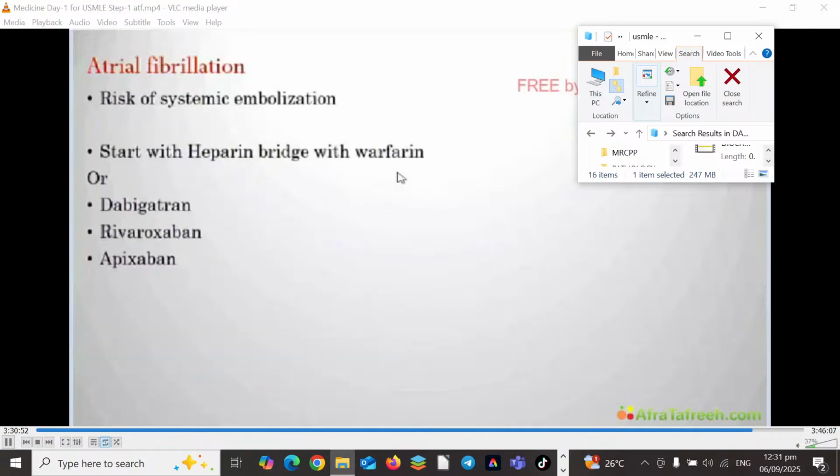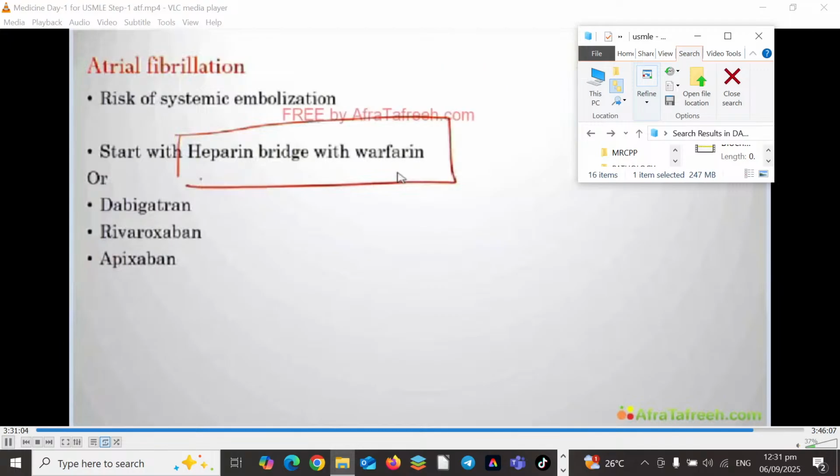The anticoagulants that you use, you start with a heparin bridge with warfarin. Any ideas why you give the heparin bridge with warfarin? And the newer anticoagulants which have been approved are dabigatran, rivaroxaban, and apixaban. Warfarin takes 7 days to do what? Any others? Why do you give heparin bridge therapy for patients who have been started on warfarin therapy?